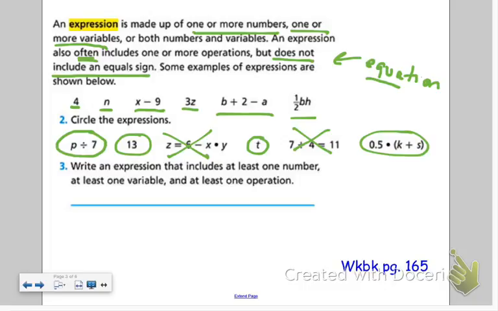We're going to write an expression that includes at least one number, at least one variable, and at least one operation. I'm going to give you some examples, but I want you to try to come up with one on your own. Let's see, at least one number, 5. At least one variable, okay, m. And at least one operation, let's add them. There's an expression that has a number, a variable, and at least one operation. Try to come up with one on your own.